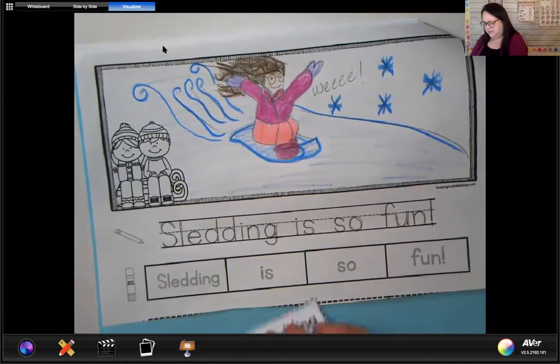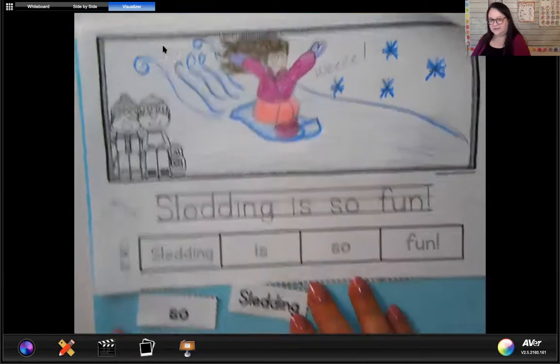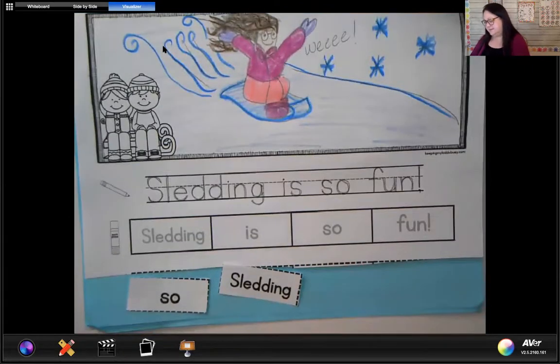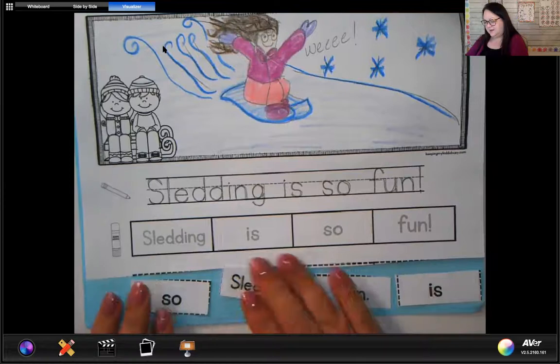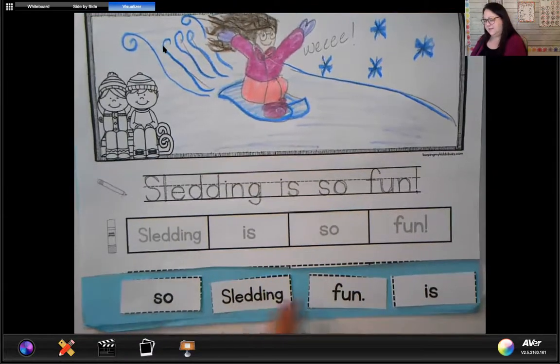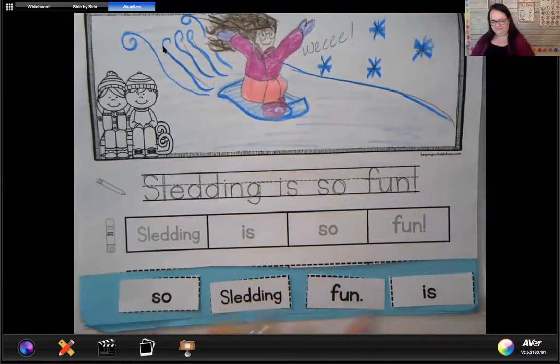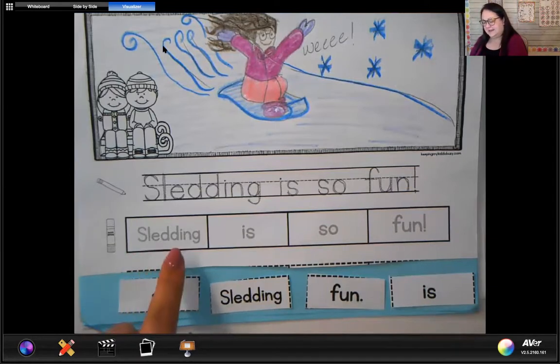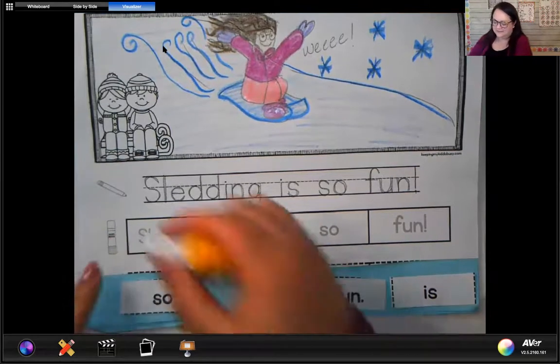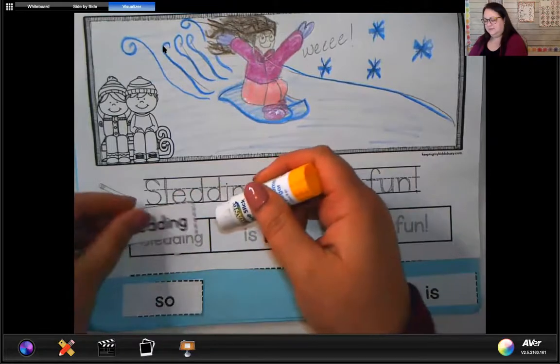Okay, so let me just lay these under here and let's see how we can match this up to make sense. Because right now this says, "sledding fun is," and that really doesn't make sense, does it? What we need it to say is "sledding is so fun." So let's see if we can figure this puzzle out. First word is the great big word sledding. Does this look like it? It does to me. Absolutely.